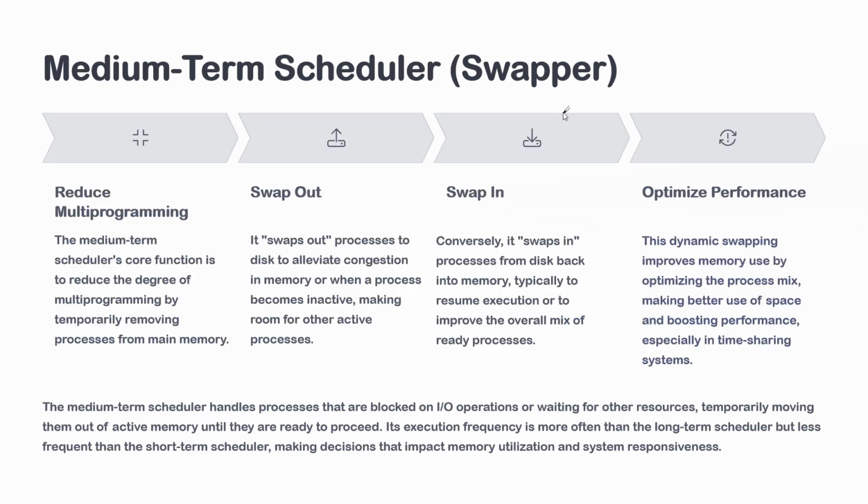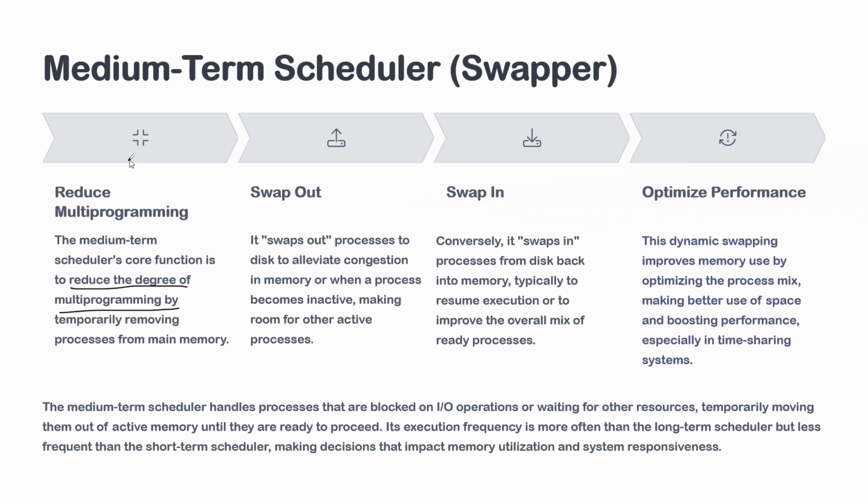Medium-term scheduler or mid-term scheduler, which is also called swapper. It reduces the multiprogramming. The medium-term scheduler's core function is to reduce the degree of multiprogramming by temporarily removing processes from main memory.